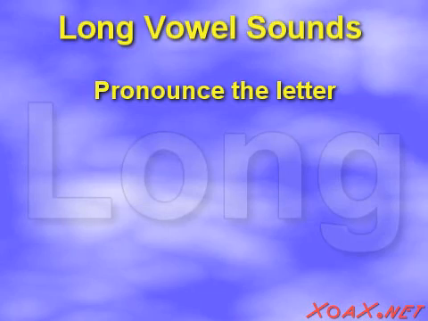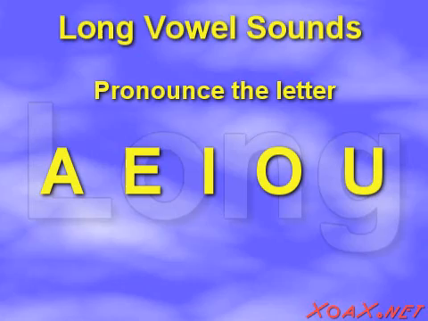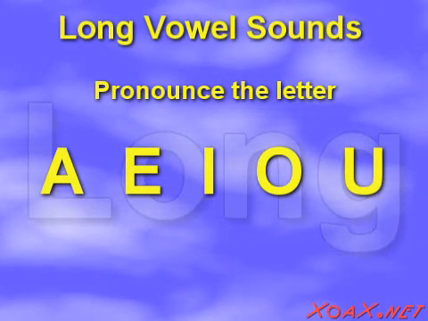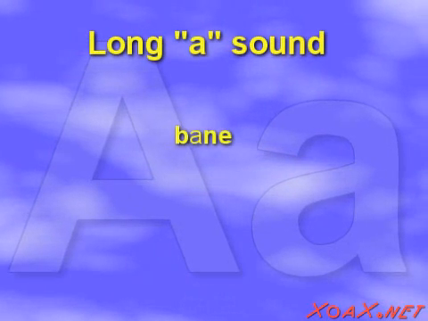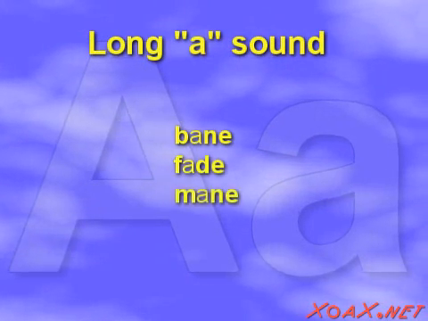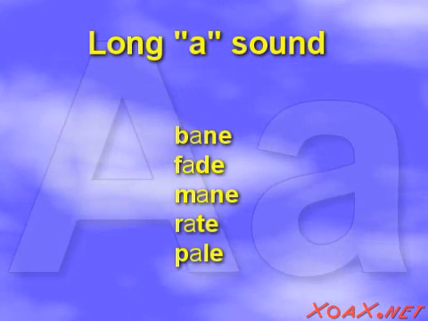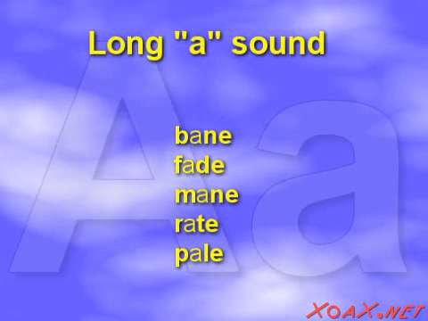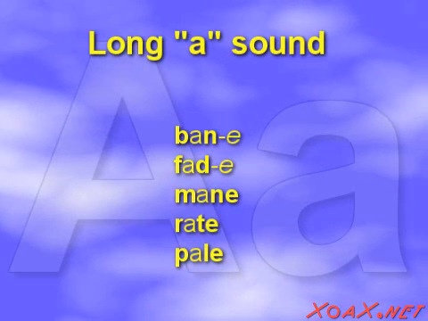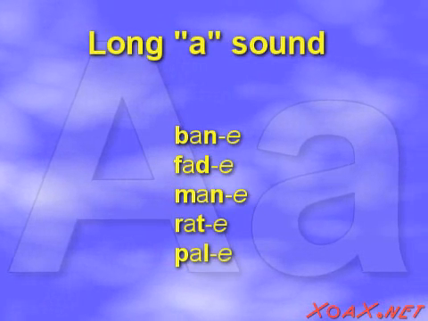Long vowel sounds are often said to pronounce the letter that forms them. So the long A, E, I, O, and U sounds are pronounced A, E, I, O, and U. The long A vowel sound occurs in the words bane, fade, main, rate, and pale. The words all have the long A sound, and are created from the short A words ban, fad, man, rat, and pal by adding an E to the end of the word.